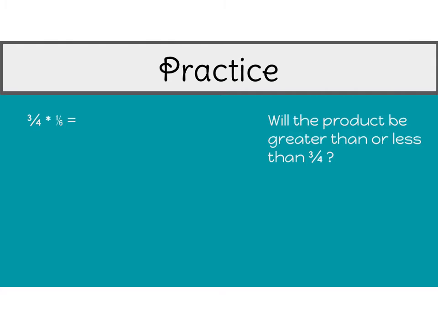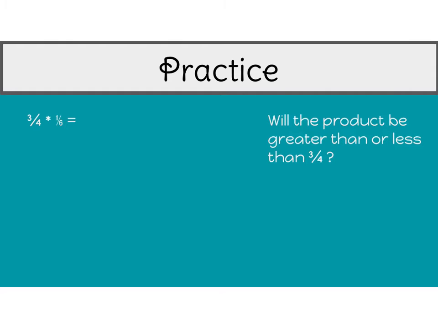So let's take a look at our first practice problem. We have 3/4 times 1/6. So I want you to be thinking before we start, will the product be greater than or less than 3/4? Think about that for a minute. The product will be less than 3/4 because 3/4 is being multiplied by a number that is less than 1. So the product will also be less than 1/6 because we are taking only a fractional part of 1/6.